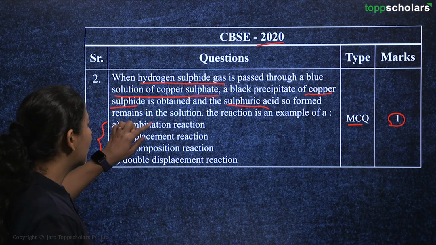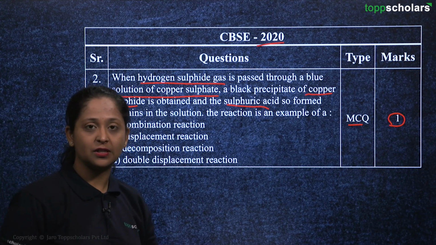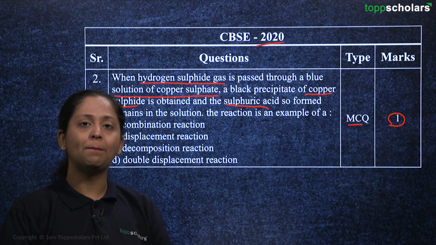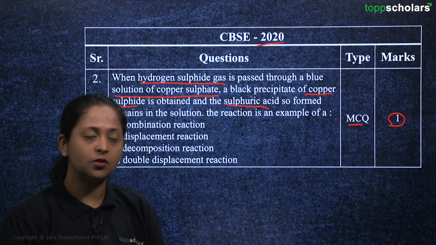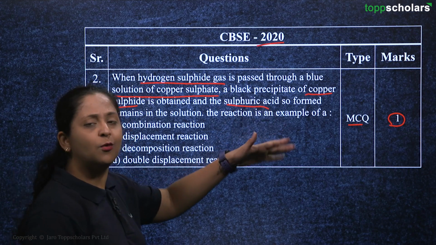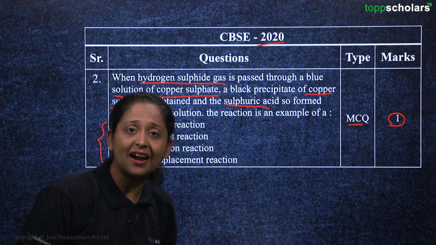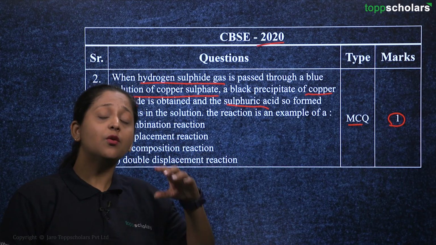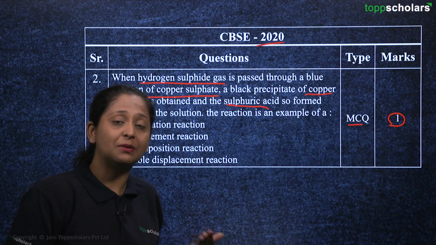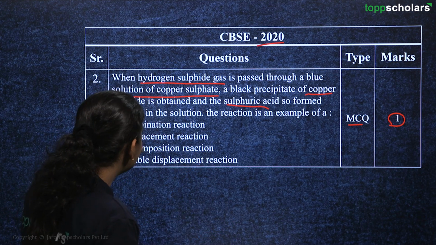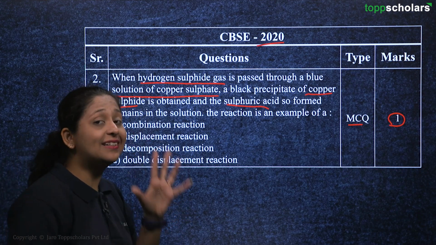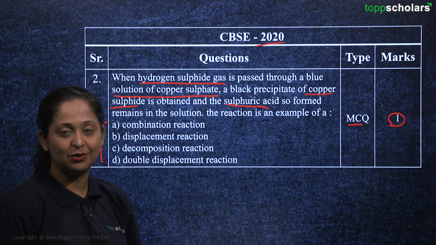Again, students, they are just asking you what type of reaction it is. And if you observe the pattern in these questions, children, they are already giving you most of the time what the reactant is and what the product is. You don't have to remember that every time. Rather, it is important that you know about the different types of reactions which are present in this chapter.